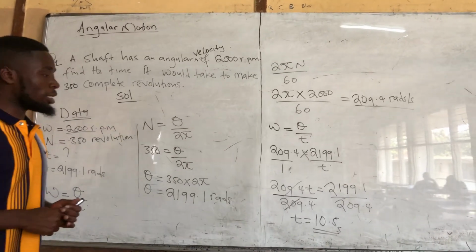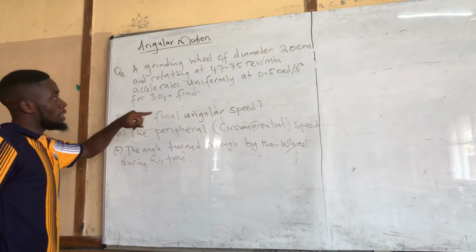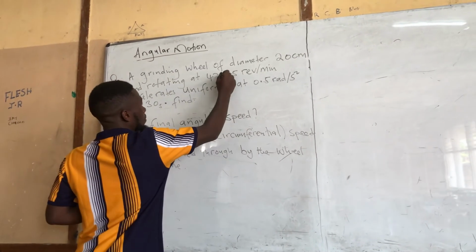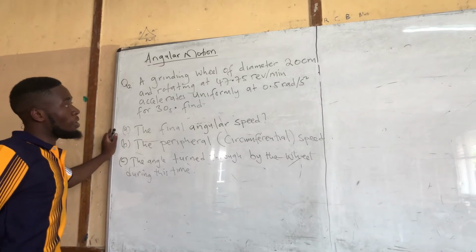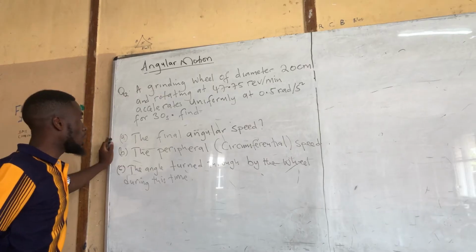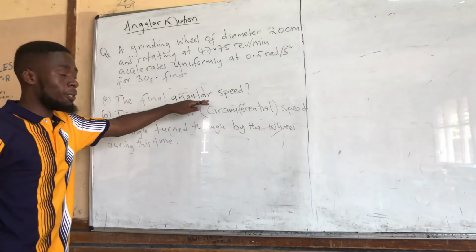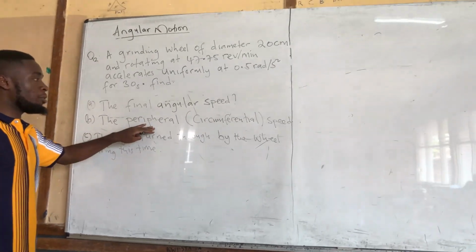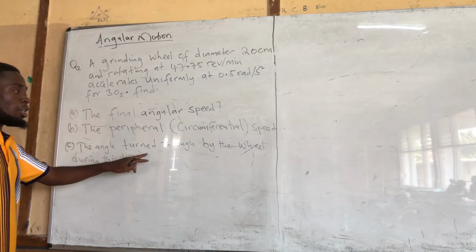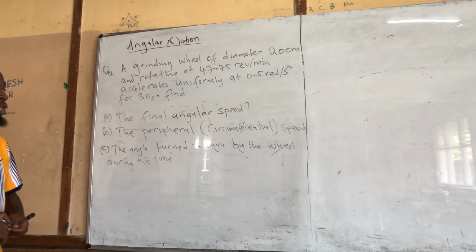Okay? So let's answer question 2 here. A grinding wheel of diameter 20 centimeters and rotating at 47.75 revolutions per minute accelerates uniformly at 0.5 laps per second squared for 30 seconds. Find, A, the final angular speed. B, find the peripheral, circumferential speed. C, find the angle turned through by the wheel during this time here.